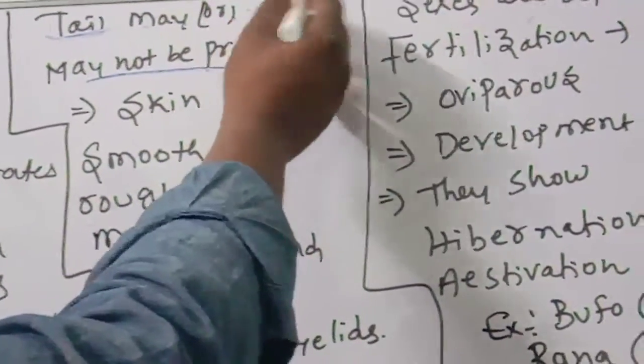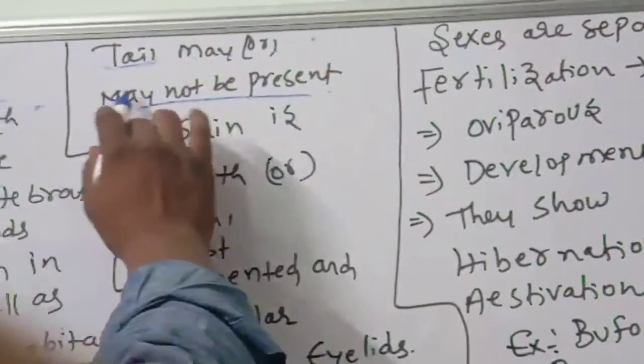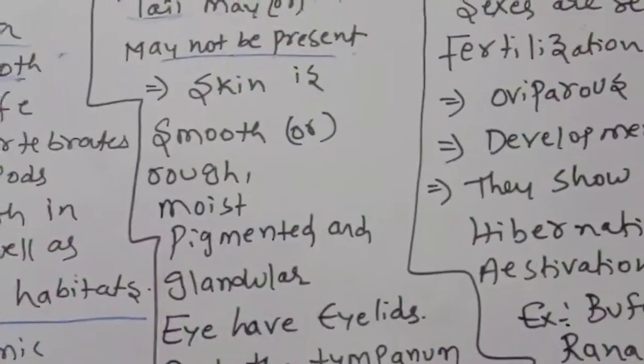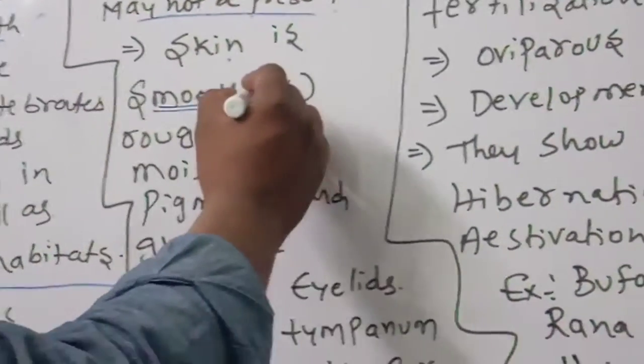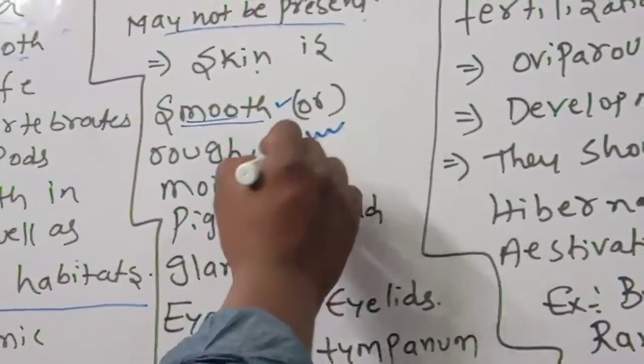So the tail is absent, but somehow a tail like that will be there. The next one, the skin is smooth. The skin is the most important one. Skin is smooth or rough or moist.